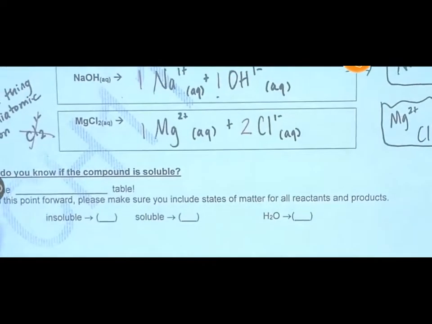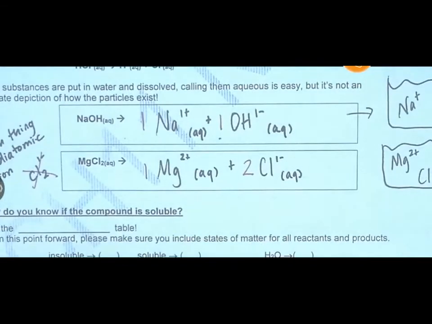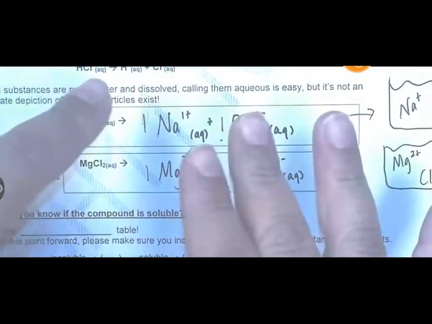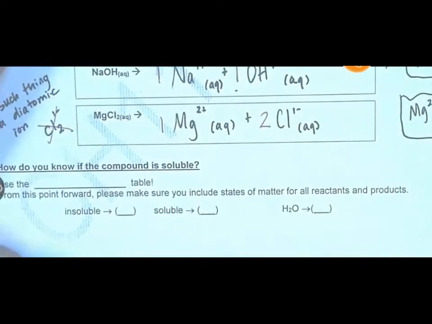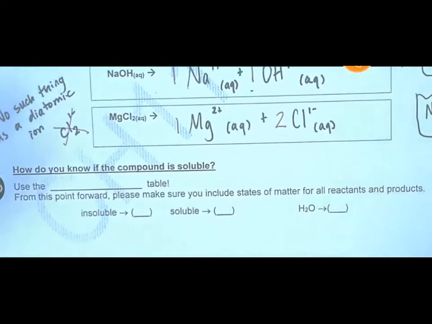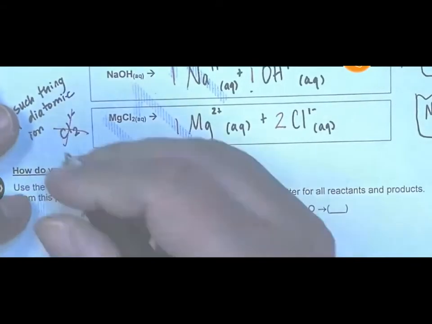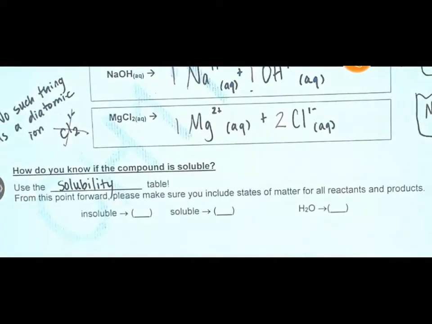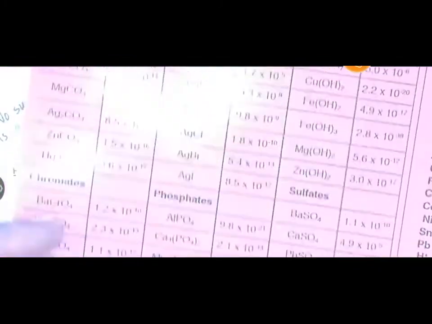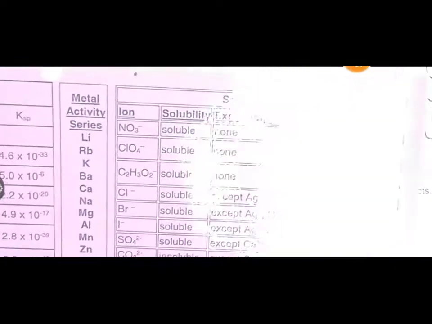So now, how do I know if the compound is soluble? Like if I put NaOH and I put MgCl2 in water, they're going to separate into ions. But that's not the case for everything. So when I put a compound in water, it may dissolve, it may not. So how will I know? I'm going to use the solubility table. The solubility table is on the back of your periodic table. Specifically, you're looking at this one here on the right side of the back.